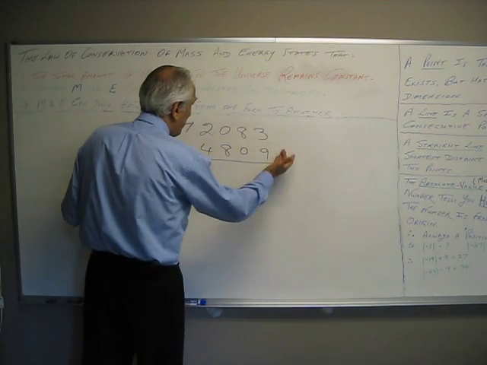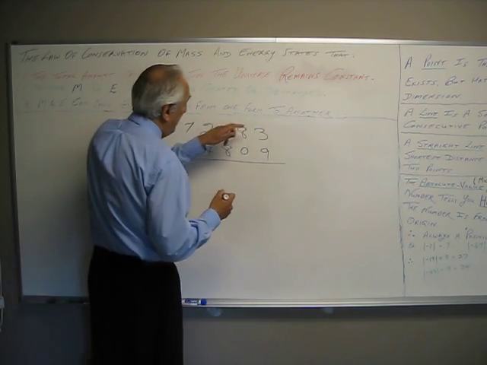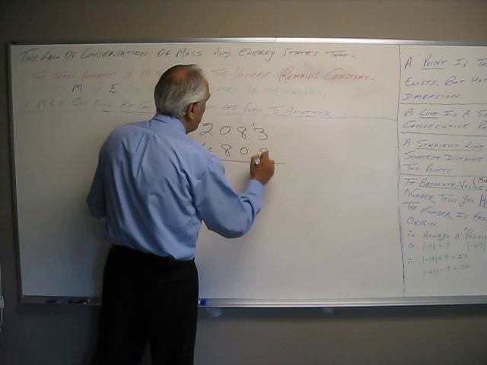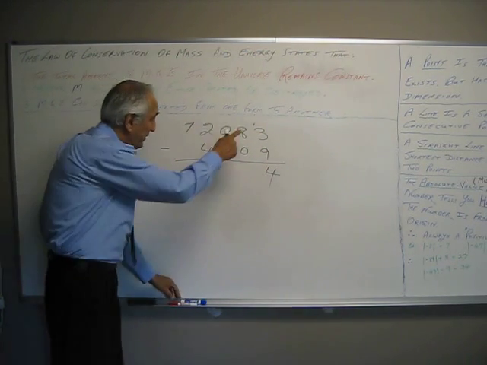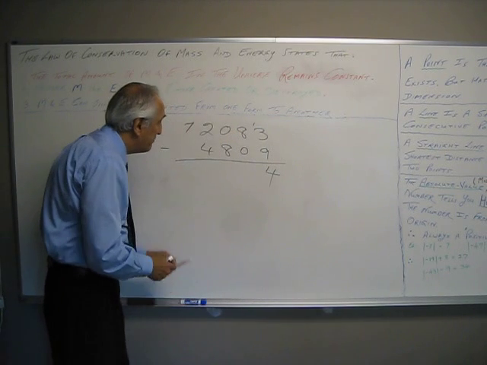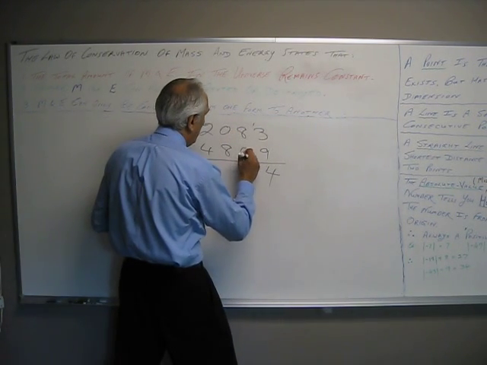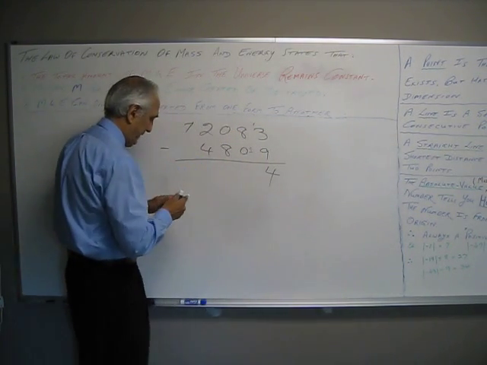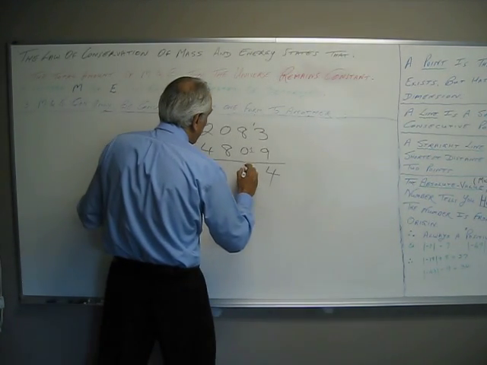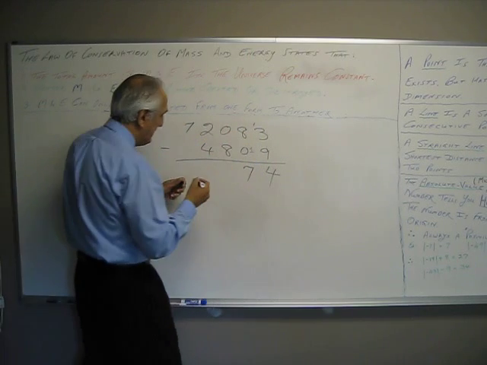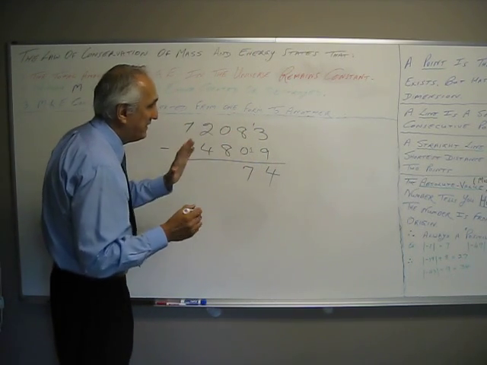Column by column from the right to the left. 3 minus 9, I can't do it. 13 minus 9 is 4. But I took help over here, so this guy gets increased by 1. Pretend this is 1. 8 minus 1, 7. Yes, I can do it. This one did not need any help, so this one remains intact.